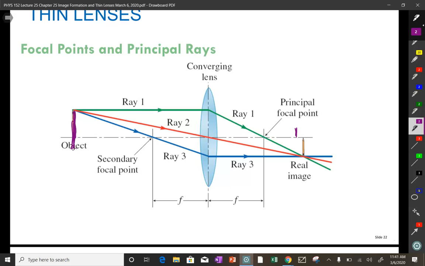So you have to put the focal point on two sides, and the focal ray is going through the focal point on the near side if it's a converging lens, on the far side if it's a diverging lens. The focal ray is going through the focal point, which is where rays that are parallel on the other side would meet.